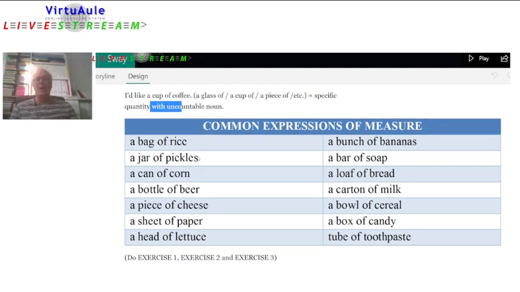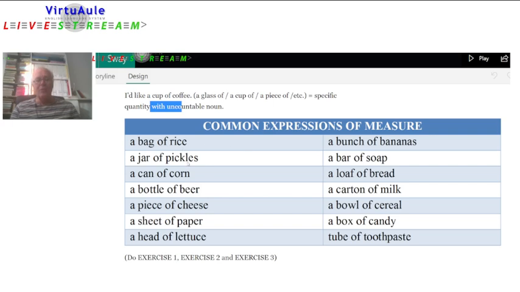Let's look at some common expressions of measure. A bag of rice, a bunch of bananas, a jar of pickles, a bar of soap, a can of corn, a loaf of bread, a bottle of beer, a carton of milk, a piece of cheese, a bowl of cereal, a sheet of paper, a box of candy, a head of lettuce, and a tube of toothpaste.